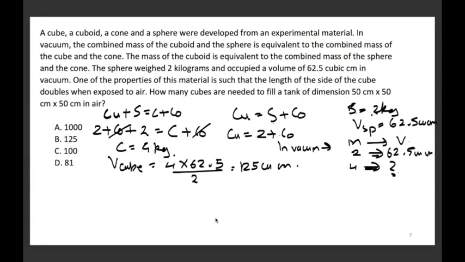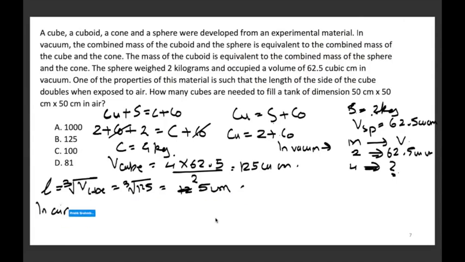All right. Now, in vacuum only, we'll then find the length of the cube. The length of the cube is cube root of volume, which will be equal to cube root of 125, which is 5 centimeter. This 5 centimeter is in vacuum. So in air, what happens is the length doubles. The length of the cube doubles when exposed to air. So the new length becomes 2 times the vacuum length of the cube. So 2 into 5, which is 10 centimeters, is the length of the cube in air.